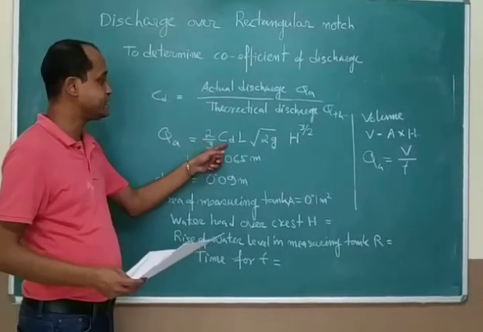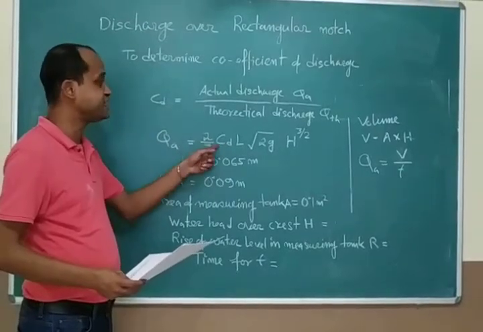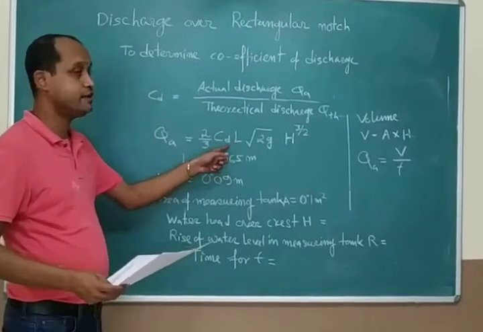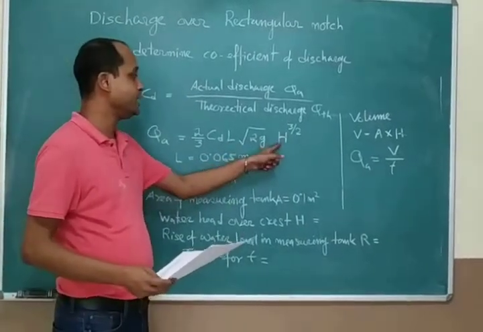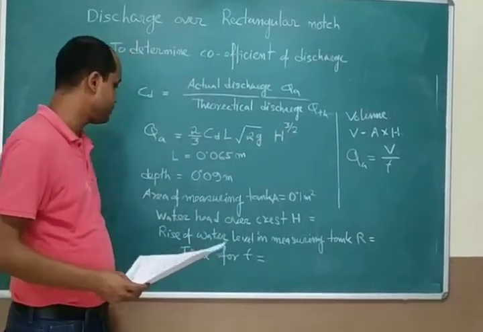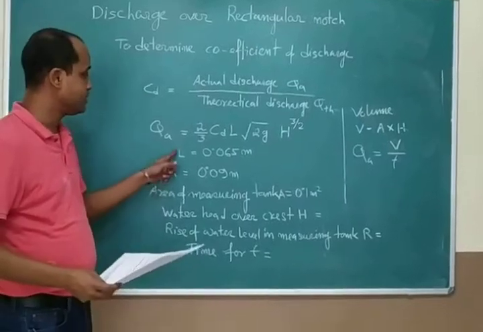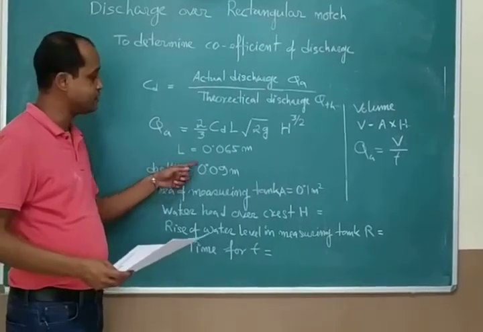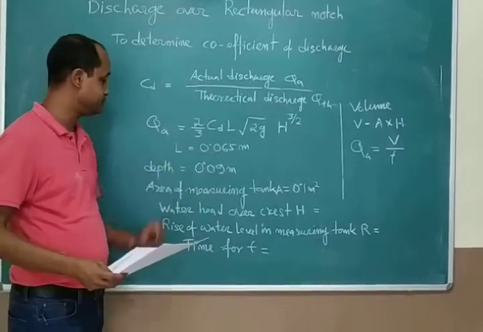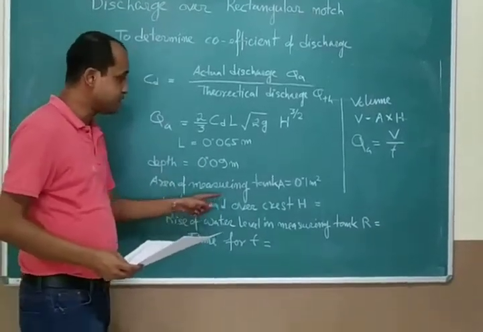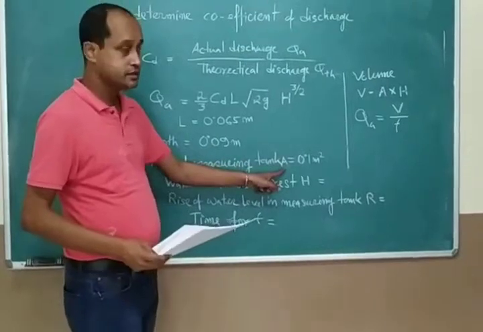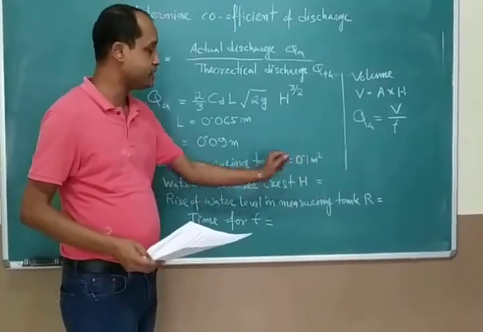The actual discharge formula for a rectangular notch is 2/3 Cd L root over 2g H to the power 3/2, where Cd is the coefficient of discharge and L is the length of the rectangular notch. Here the length L is given as 0.065 meter, and the depth is given. The area of the measuring tank A is already given as 0.1 meter square.